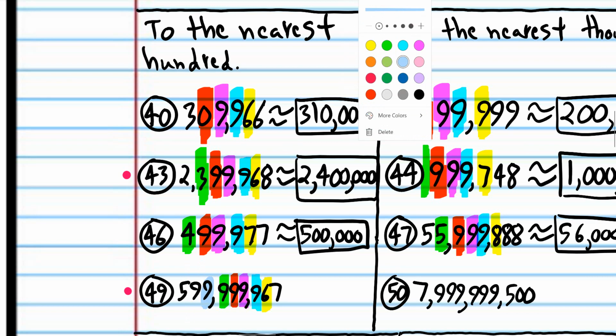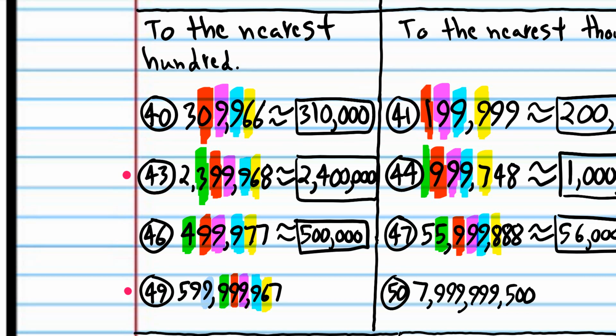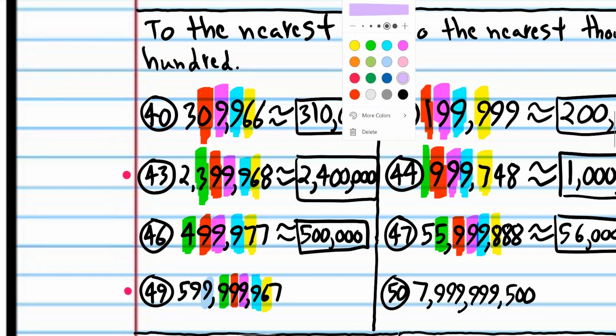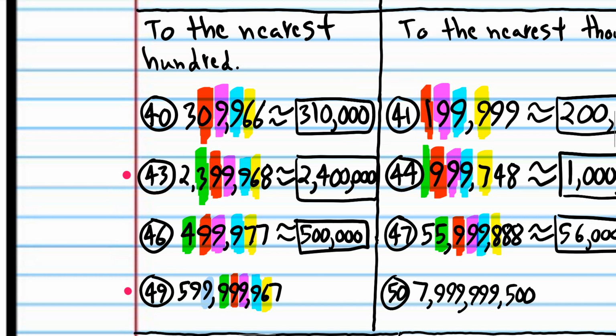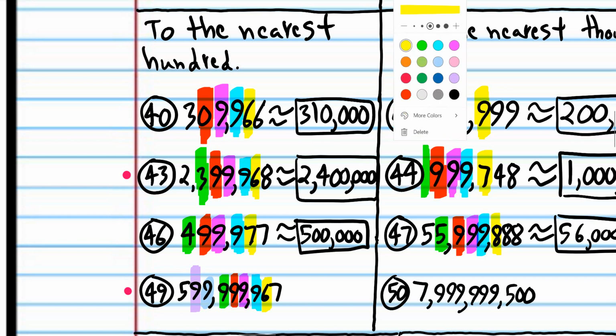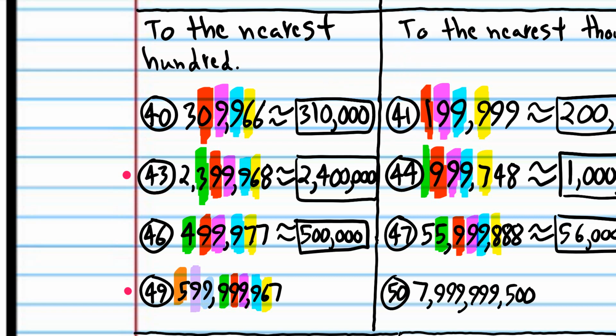Let me adjust my colors here. So there's another 9, we have to move over again. And so finally the 5. Let me get some more highlighter colors here. Try some orange. The 5 finally goes up to 6.